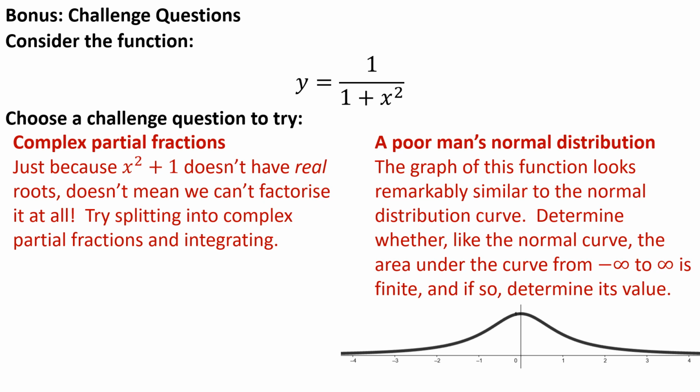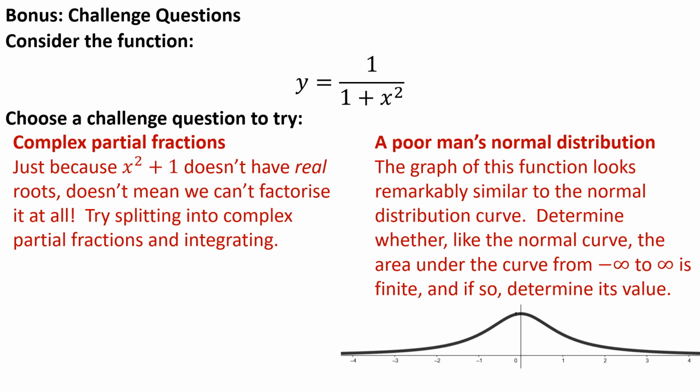And then on the right hand side, the poor man's normal distribution. If you were to sketch y equals 1 over 1 plus x squared, this is what you get. It's not quite the same shape as a normal distribution curve. It has some slightly different properties, but it has a lot of similarities. It's got the symmetry, it's got two inflection points either side, and it has the property that it approaches asymptotically the x-axis as x gets very large or very small. It's got that same sort of behavior that we've come to expect.